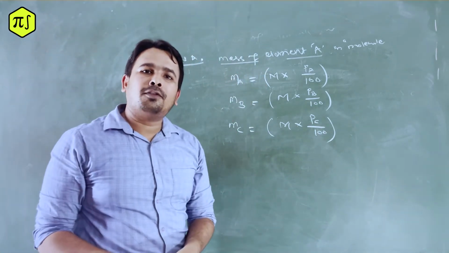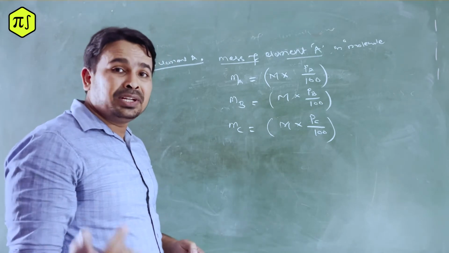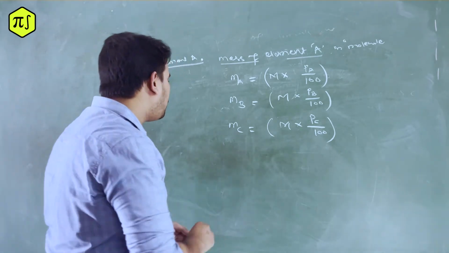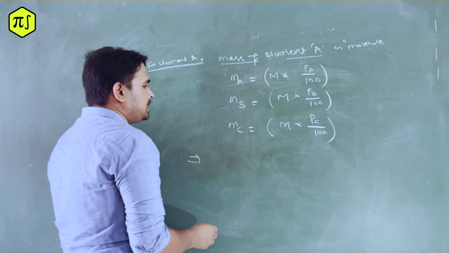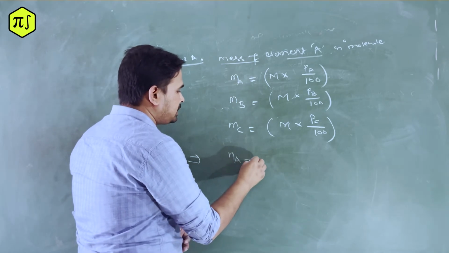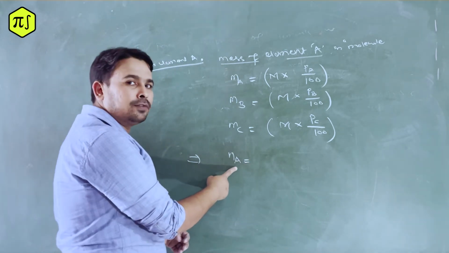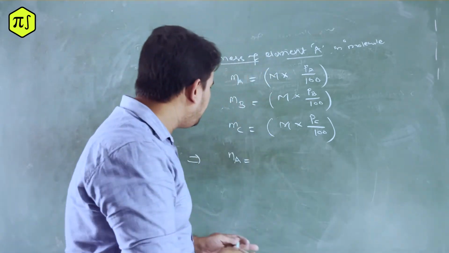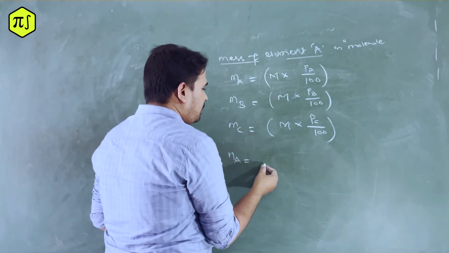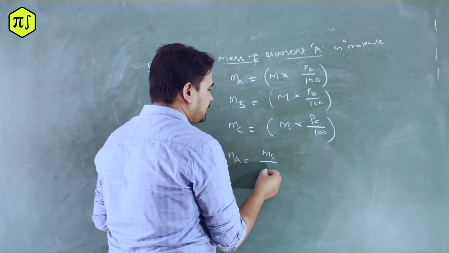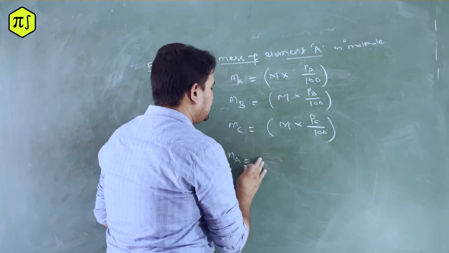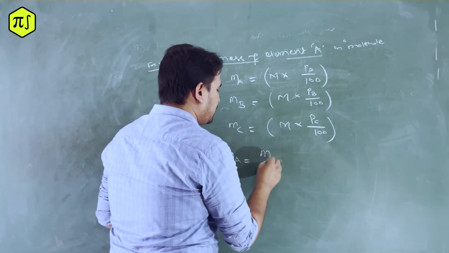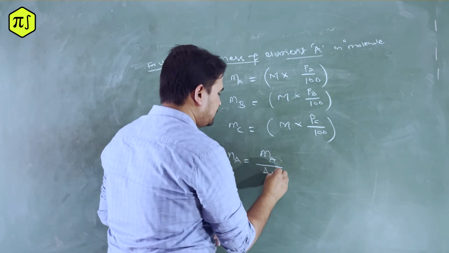Now you know the mass of each element in a molecule. Now we can calculate the number. So we can say NA denotes what? The number of atoms of the element A. We can write down the mass MA divided by the atomic mass A.